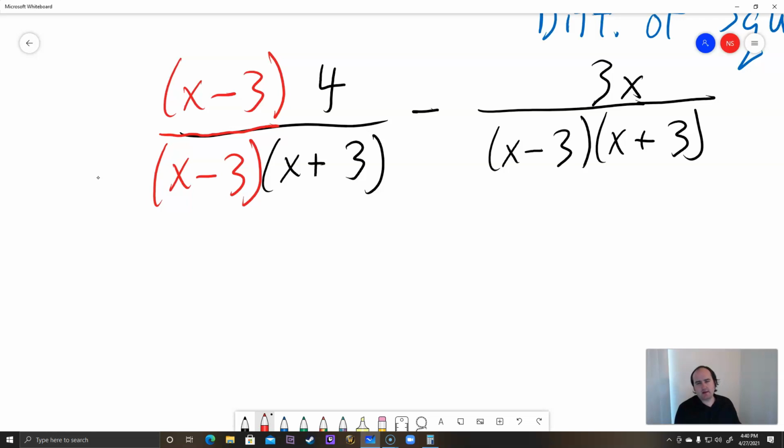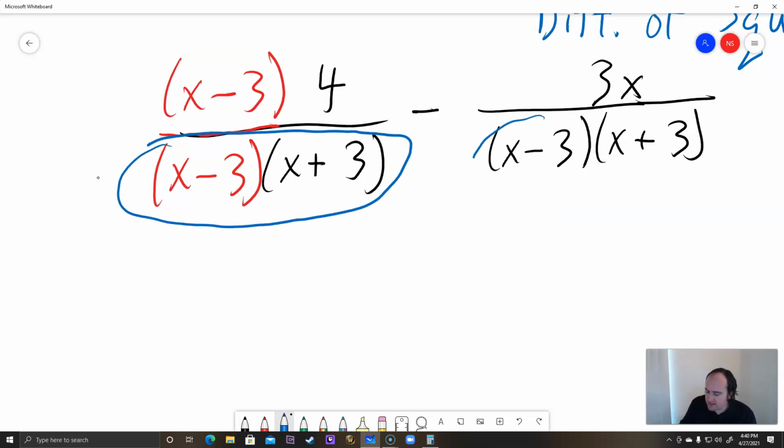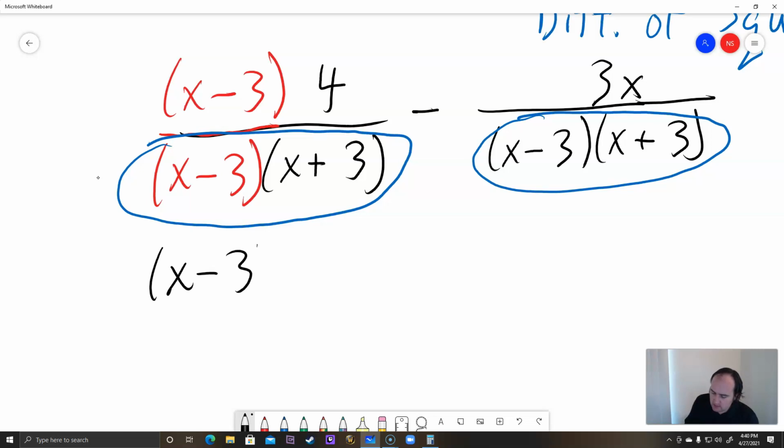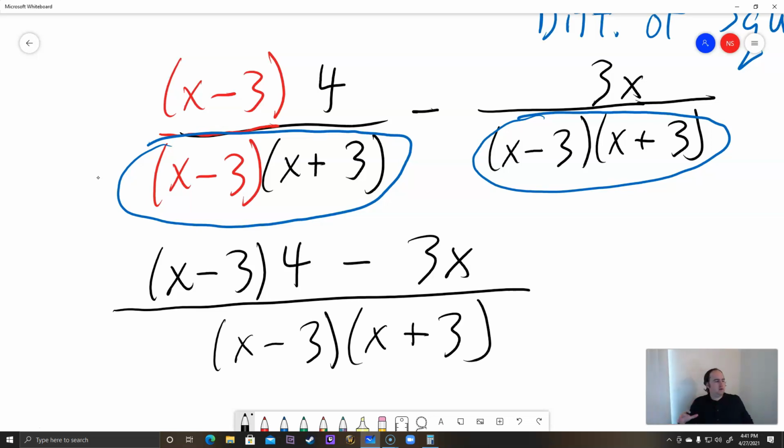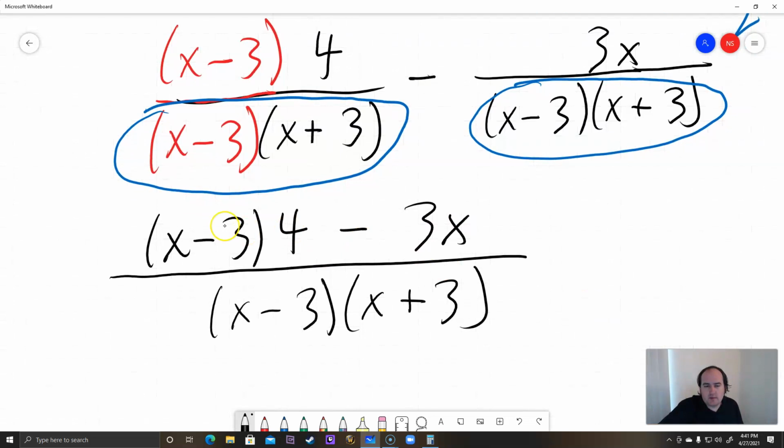Alright, and then after we do that, now these have the same denominator, x minus 3 times x plus 3. So we're going to keep that denominator and combine them on the top. On the top we have x minus 3 times 4 minus 3x. And on the bottom, we now have a common denominator of x minus 3 times x plus 3. And of course we still aren't done here because we can still simplify. So what can we actually simplify here?